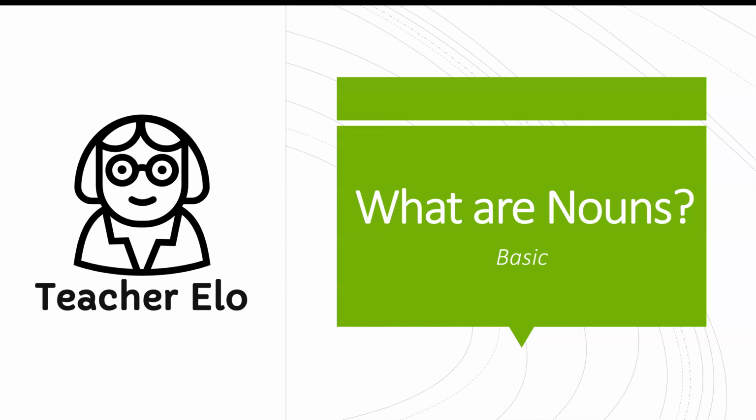Okay, so what are nouns? Nouns are a part of speech, and a part of speech is part of grammar, so the different parts of the language. In English, we have nouns, verbs, adjectives, adverbs, and a few more. But the basic ones, the most important for beginners, are nouns and verbs. Okay, so let's look at what nouns are.